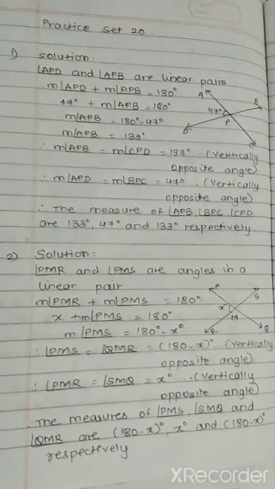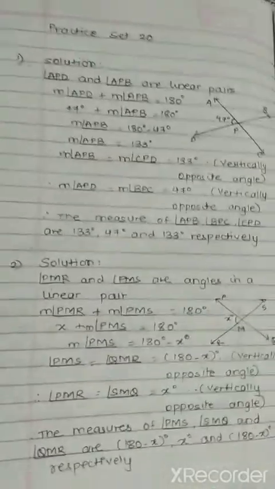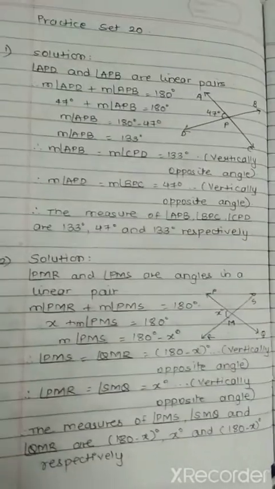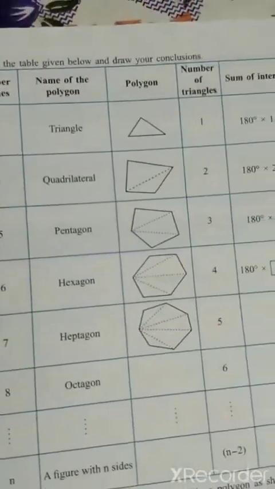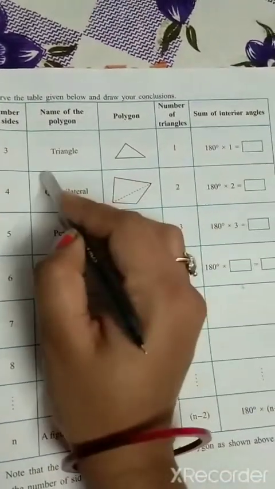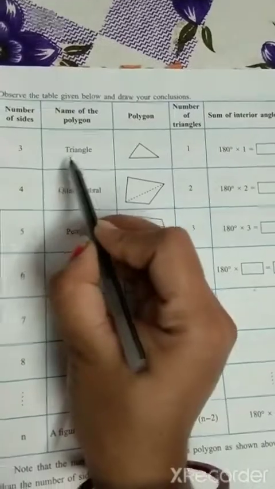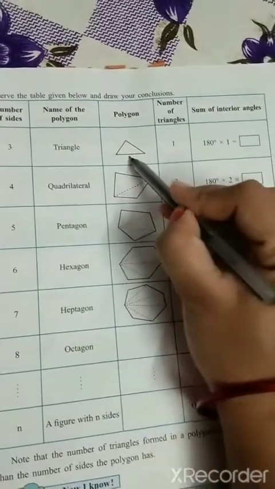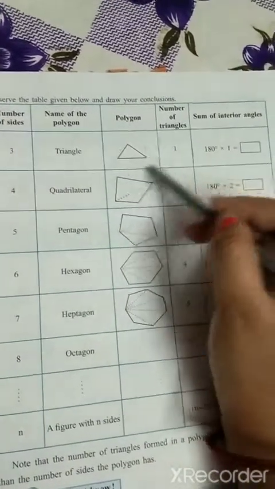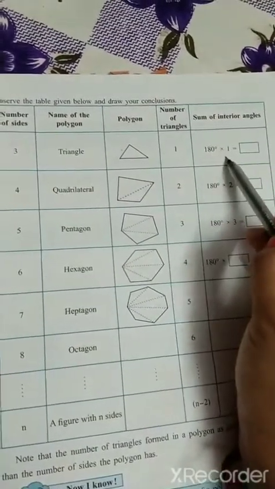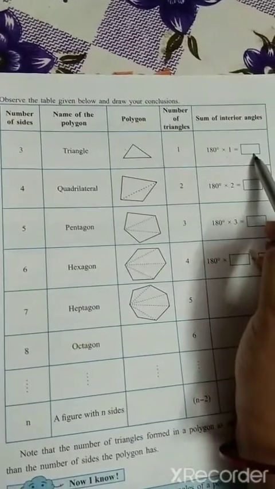Now we will proceed with practice set 21, which is also the last practice set of this chapter. In between, you are given this table, which I have given you in your homework to do. This is quite simple. The first diagram given to us is a polygon. Number of sides is 1, 2 and 3. Number of triangles formed is 1. So we will draw the conclusion based on the sum of the interior angles. So 180 multiplied by 1, which is 180.